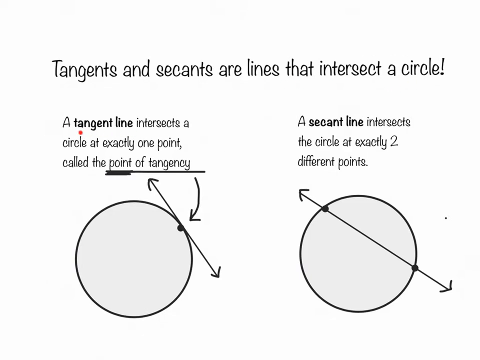The tangent line intersects a circle at exactly one point. Here's a circle with the line, and they only intersect at that one point. That point is called the point of tangency. A secant line is a line that would intersect the circle at 2 points. It's a line that goes through the circle.